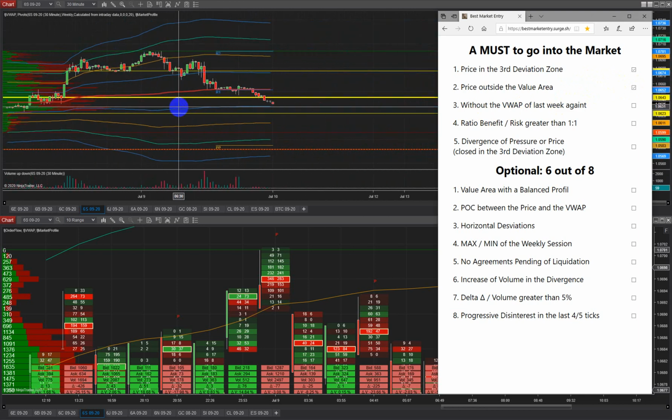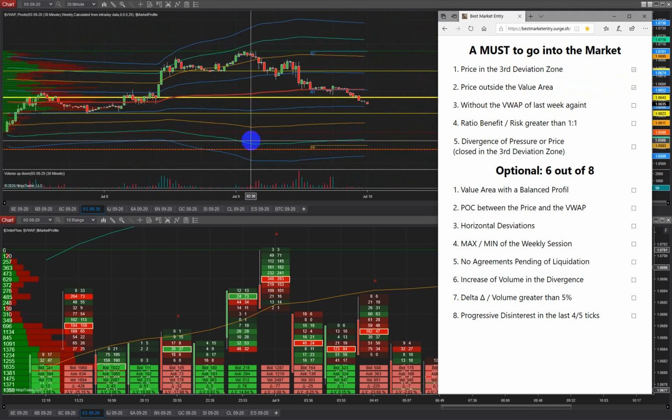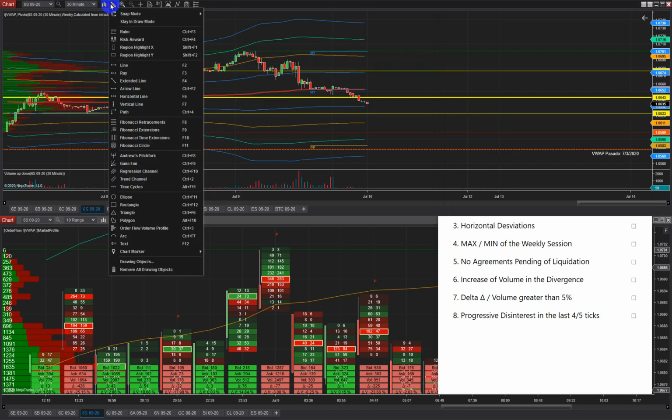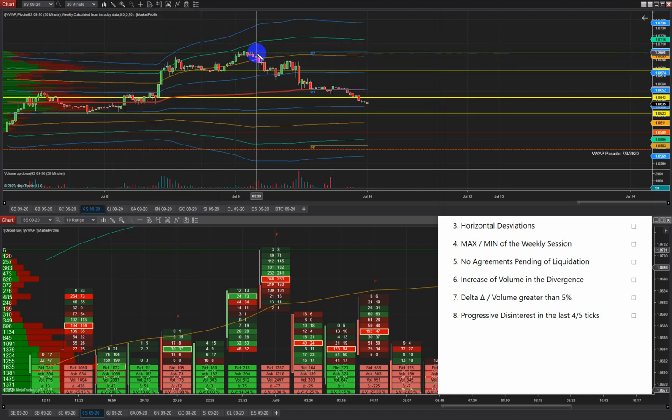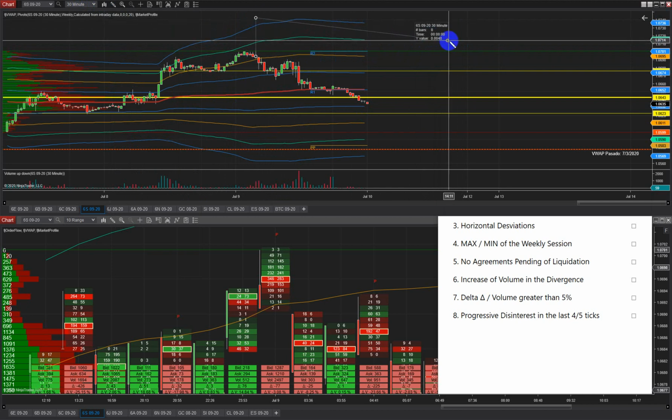We got that VWAP that now is a single price and is going there, and we can use it as a second target when we go in. So we don't have any VWAP against us. The ratio benefit in this moment, we can see that it was greater than 1-1, because if we go here to a ruler and we rule it here in the divergence, when we close it there, we got here from here a little bit on top of fourth.